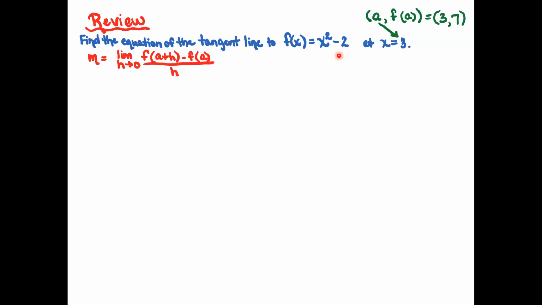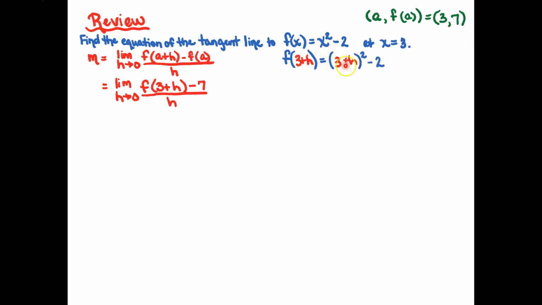All right, so now I want to find the slope at x is equal to 3. So here's that same formula we've been using. Our a value is 3 and f of a is 7. Since it is only asking me to evaluate at one point, I'm going to go ahead and plug those values in from the beginning. Now I need f of 3 plus h. If f of x is x squared minus 2, f of 3 plus h tells me to put 3 plus h in the place of x. So that would be (3 plus h) squared minus 2.